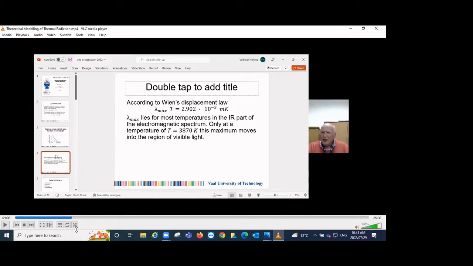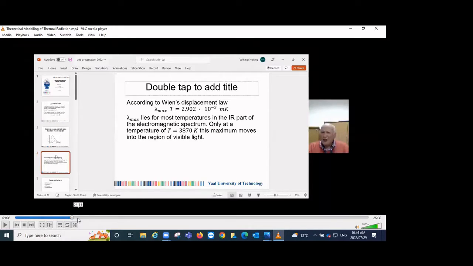And lambda max lies for most temperatures in the infrared part of the electromagnetic spectrum. Only at very high temperatures above 3870 Kelvin does this maximum move into the region of visible light. And that is why we can see, for example, a piece of red iron glow. That concludes the introductory part of this presentation.